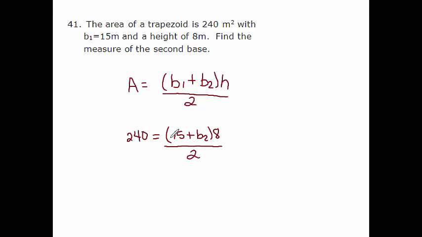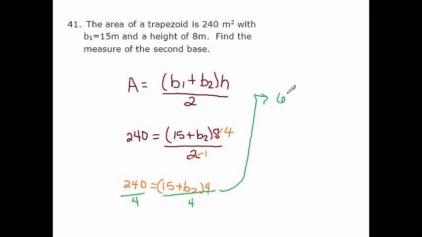First thing I'm going to do is reduce the 8 over 2 to 4 over 1. And I end up with 240 equals 15 plus base 2 times 4. I'm trying to get to base 2, so I'm going to divide both sides by 4. And that gives me 60 equals 15 plus base 2. And now I can subtract 15 from both sides, and I'm left with 45 meters for the length of base 2.